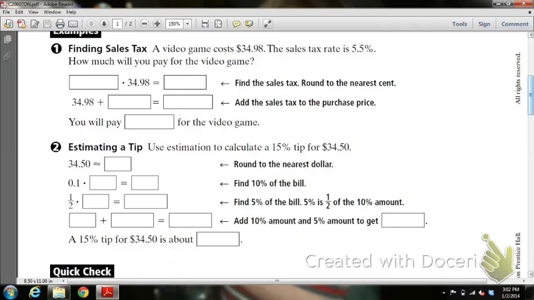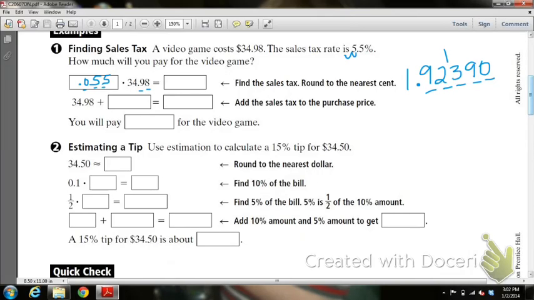You're always going to do the percent times the price. So 5.5, I'm going to turn into a decimal, 2 places to the left. So 0.055 times the price, $34.98. If you multiply this out, you're going to get 192390. But you need to come 1, 2, 3, 4, 5 places, so it's going to be 1.92390.